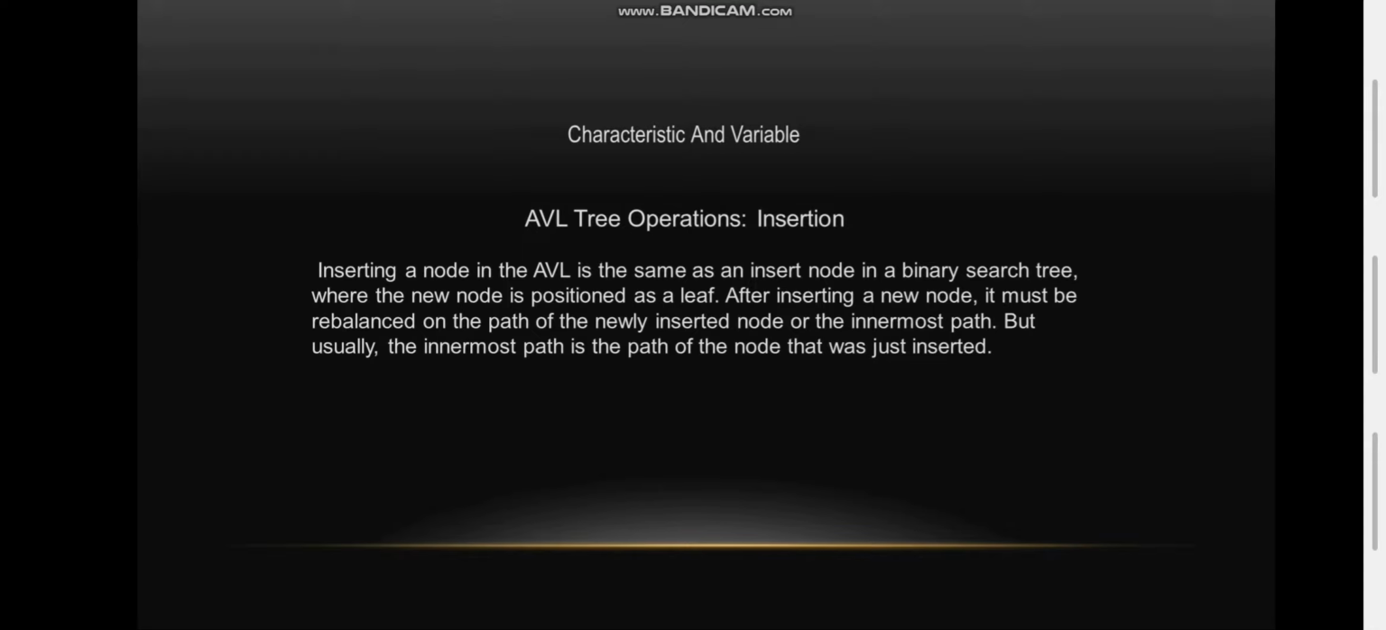Characteristics and variables. AVL tree operation: insertion. Inserting a node in the AVL tree is the same as inserting a node in a binary search tree, where the new node is positioned as a leaf. After inserting a new node, balance must be checked on the path of the newly inserted node or the innermost path. But usually, the innermost path is the path of the node that was just inserted.